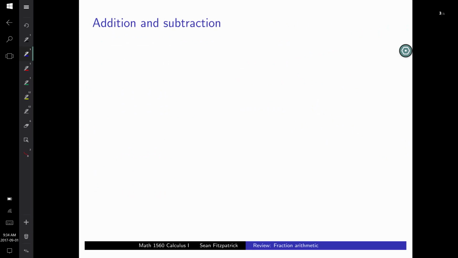Okay, how do you add fractions? Well, the trouble with adding fractions is you can't really combine different fractions, and one fraction is different from another if they have different denominators. So if I wanted to do, let's say, a half plus a third, for example.